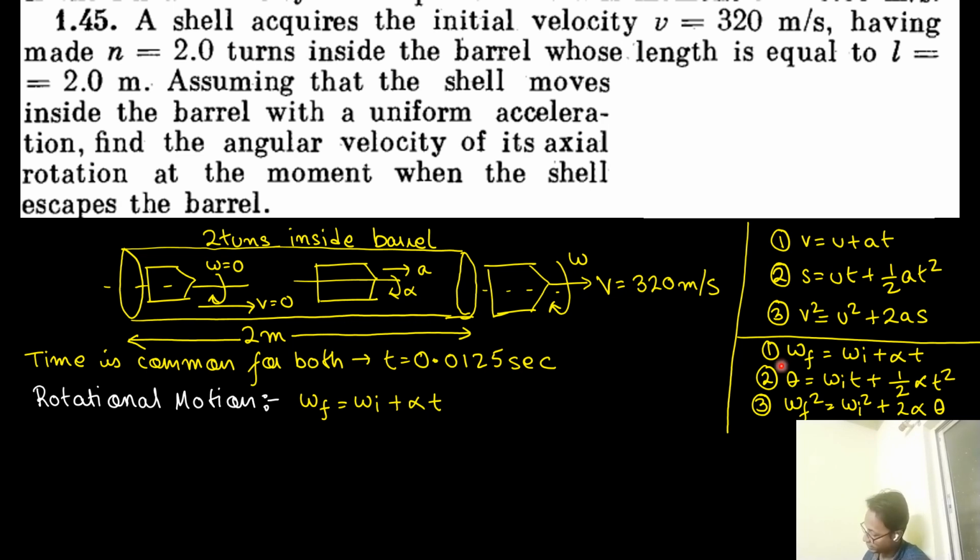So I'm using the second equation: theta is equal to omega initial t plus half alpha t square. What is omega initial? Omega initial is equal to 0, so theta is equal to half alpha t square. What's the value of theta? The value of theta is nothing but 2 pi into 2. Why? The bullet turned 2 times inside the barrel, no?